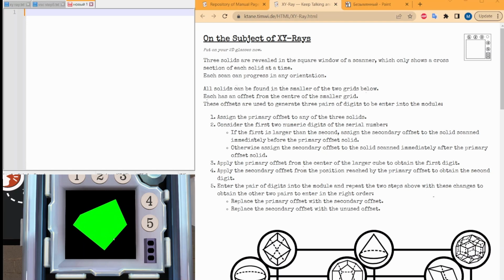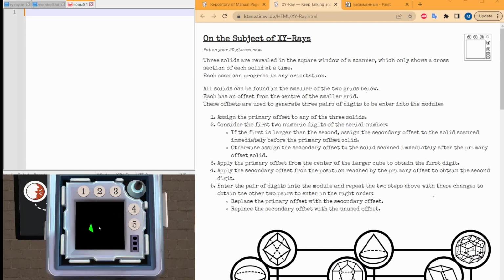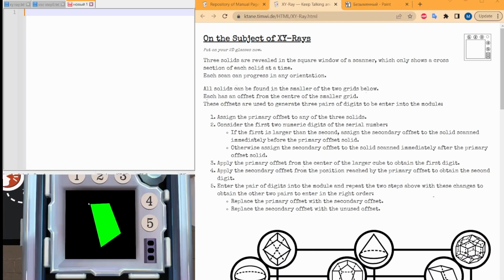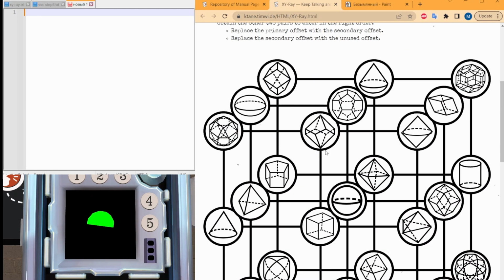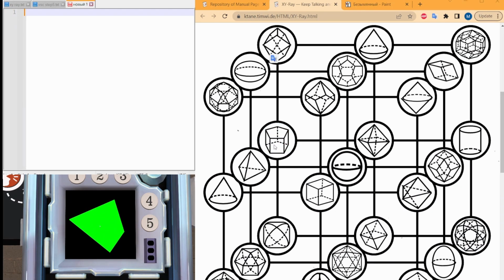This is literally free, but okay. Let's count the shapes on this pentagon. Pretty sure it's the pentagonal prism. Let's make sure. 1, 2, 3, 4, 5, 6, 7, 8, 9, 10. Yeah, that just seems like a pentagonal prism that is scanned from top but a bit tilted.